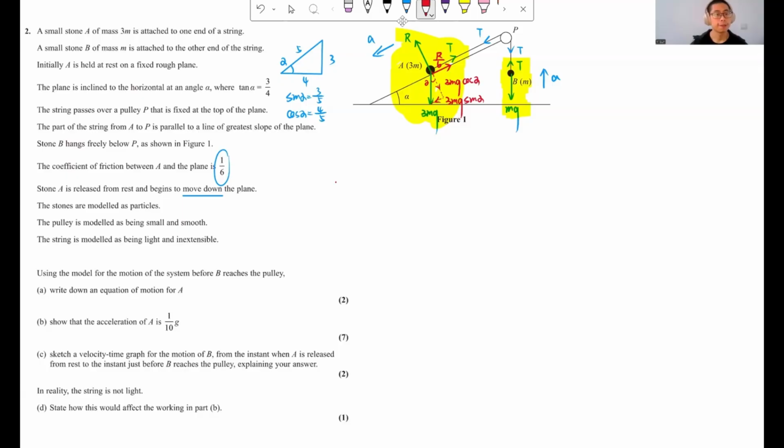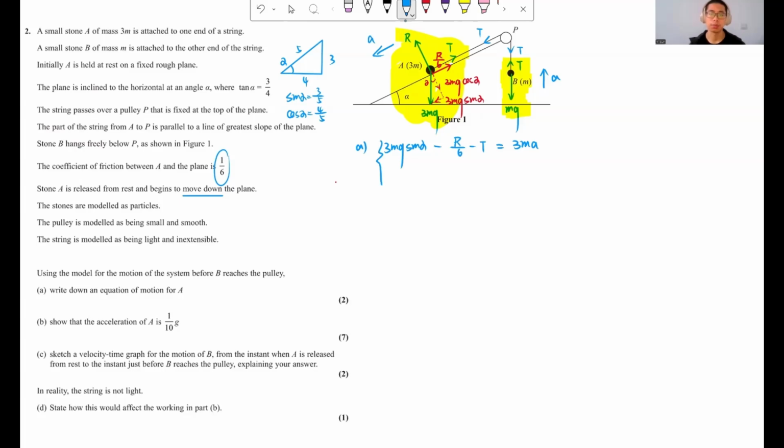It says, use the model for the motion of the system before B reaches the pulley, write down the equation of motion for A. So for part A, if we want the equation of motion for A, it's basically F equals ma. So the force in the moving direction is just 3mg sine alpha. And then the forces opposite to the moving direction would be the friction, R/6, and also the tension. Then that's equal to mass times acceleration. So 3m times a.